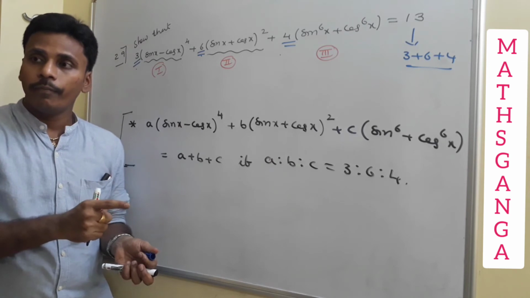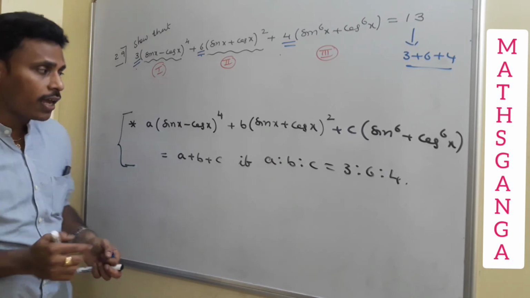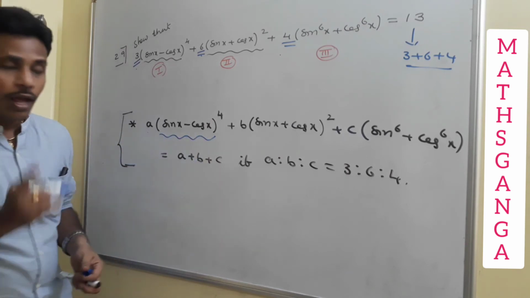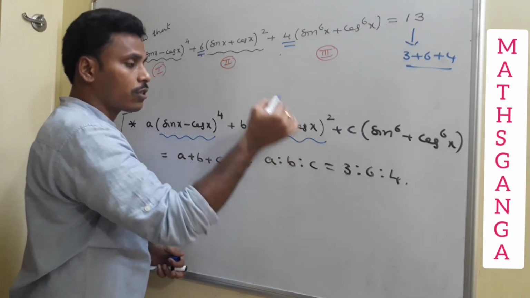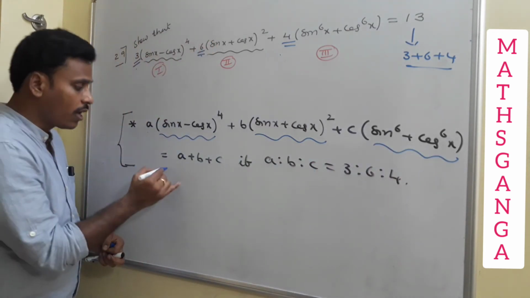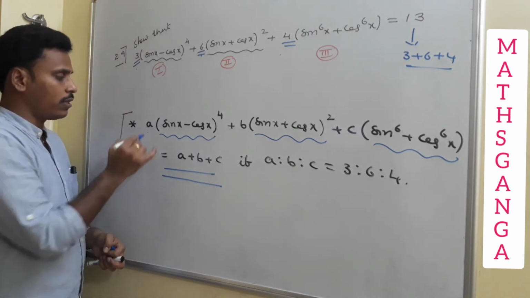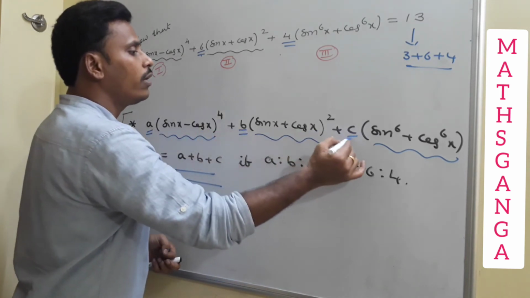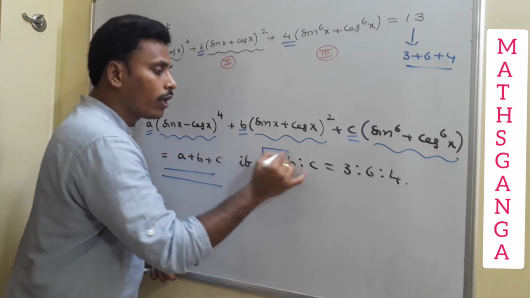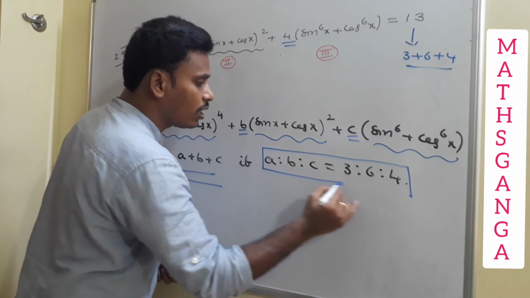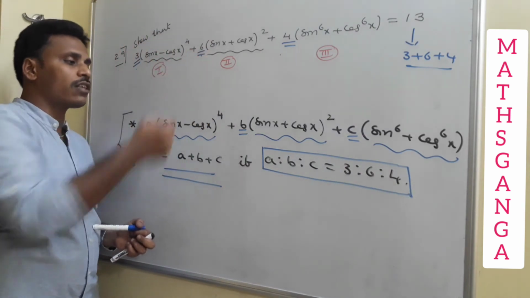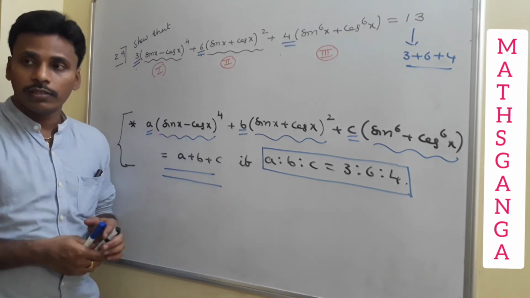Is it right every time? Does it happen every time? For that I gave you a generalization: a times (sin x minus cos x) to the power 4 plus b times (sin x plus cos x) square plus c times (sin power 6x plus cos power 6x) is equal to a plus b plus c, the sum of these three numbers a, b and c, only if a : b : c is 3 : 6 : 4. Here the numbers are 3, 6 and 4, so it is correct, like a plus b plus c.